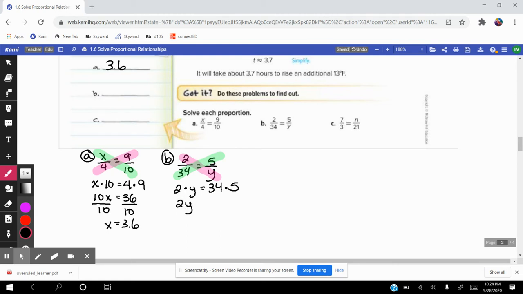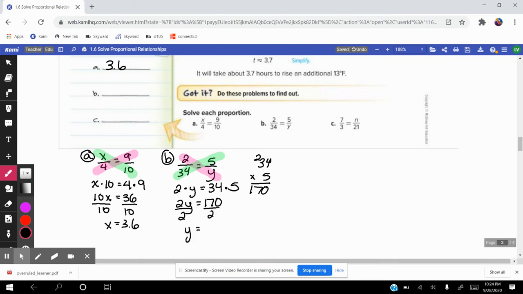So this gives me 2y. I'm not sure what 34 times 5 is, so I'm going to show that off to the side. 34 times 5. 5 times 4 is 20. This is 0 down there. 3 times 5 is 15 plus 2 is 17. So that equals 170. I want the y by itself, so I divide both sides by 2.